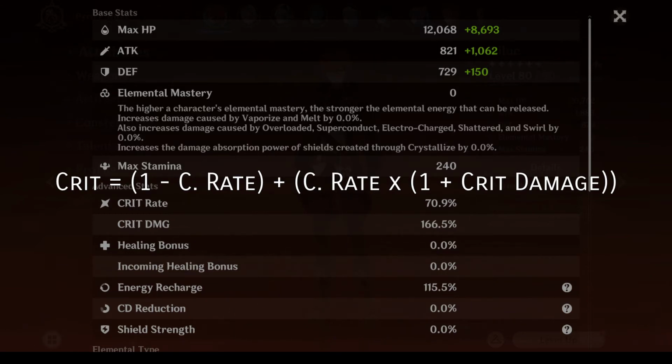So it is a multiplier that you'll include in your damage formula based on how many of your hits are expected to be crits. And it will give you, what do I expect my average hit to get as a multiplier? Because you're not going to crit 100% of the time. So you can see you take 1 minus the crit rate plus the crit rate times 1 plus the crit damage. It's a little bit weird.